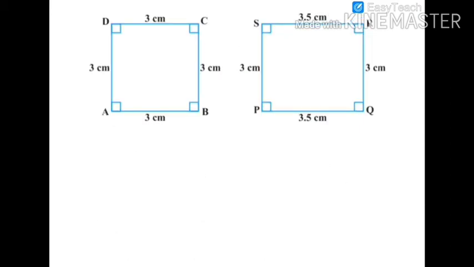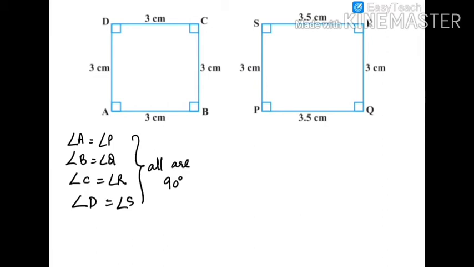Look at the second example. The first figure is a square. All sides are equal and all angles are 90. The second figure is clearly a rectangle. So we can say from the figure that all corresponding angles are equal because each will be equal to 90. So angle A is equal to angle P, angle B is equal to angle Q, angle C is equal to angle R, and angle D is equal to angle S. Let's find the ratio of their sides.